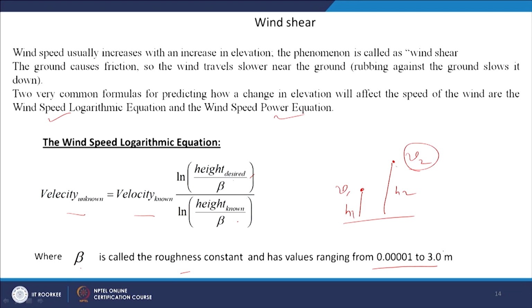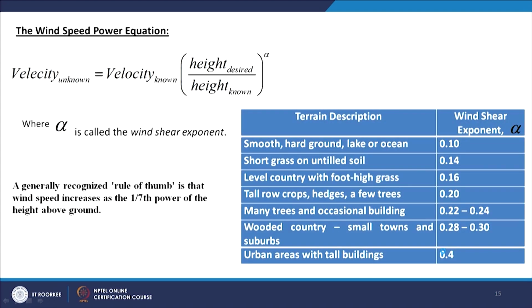So, it has wide variations in the beta depending upon the nature of the surface. And the other expression, which is used to predict the wind speed at any height if we know the wind speed at any other height, is your power equation. So, velocity at unknown height is equal to velocity at known height into height of desired divided by height of known, to the power alpha. Height desired is for the unknown, and this is for the known velocity and height, and then to the power alpha, that is a power expression.